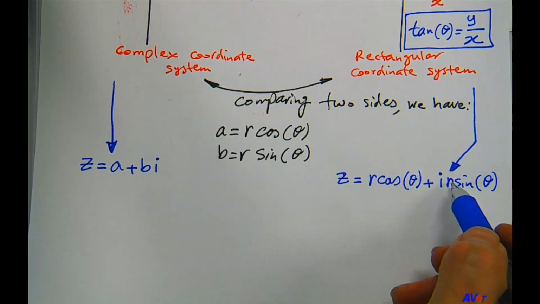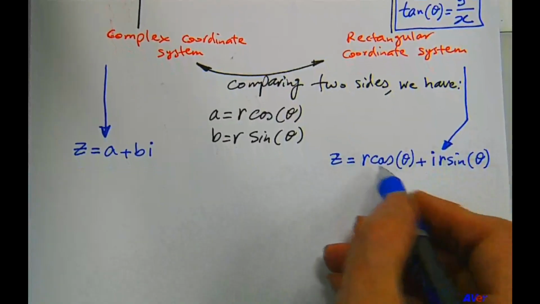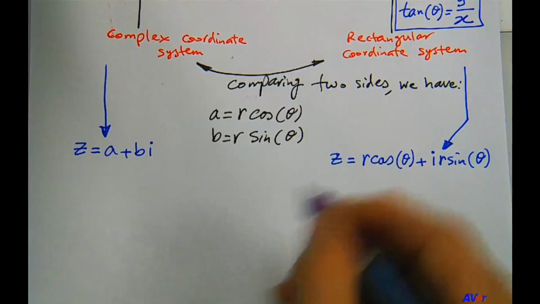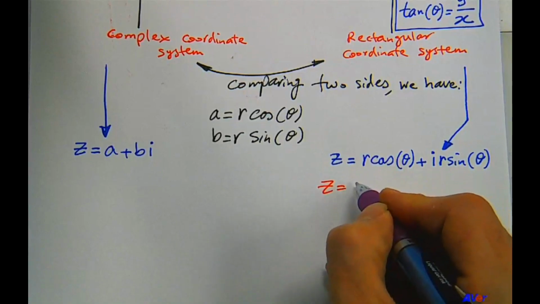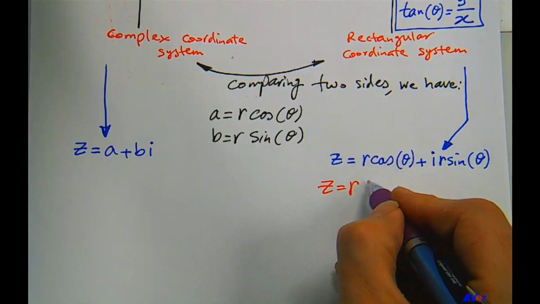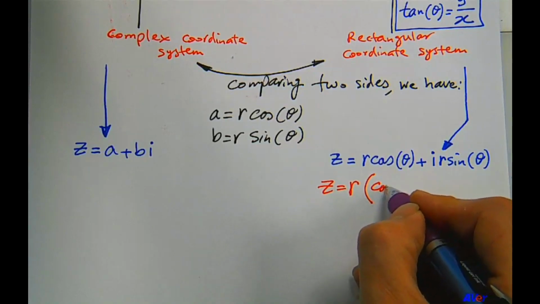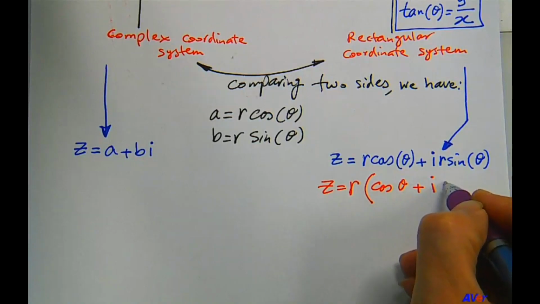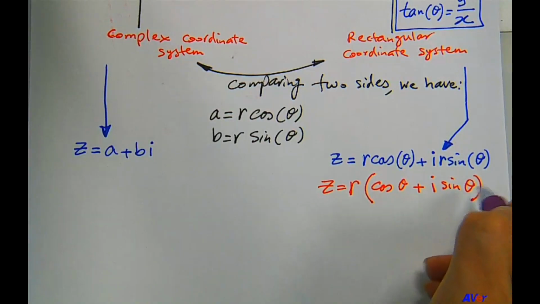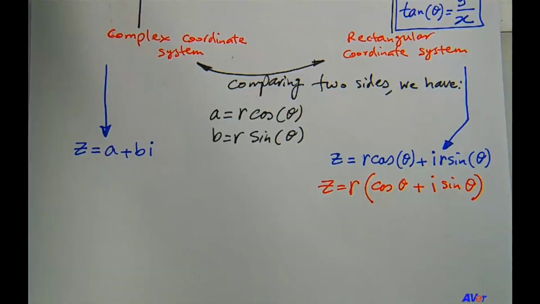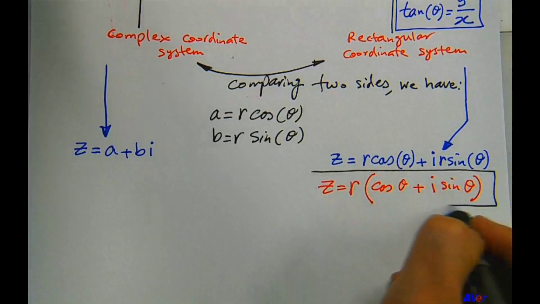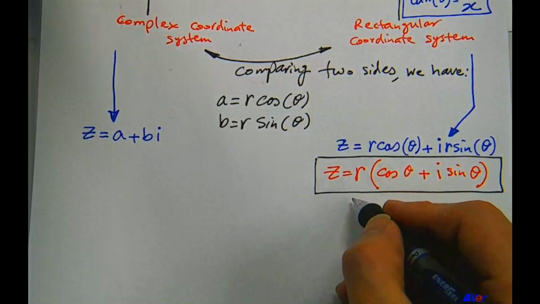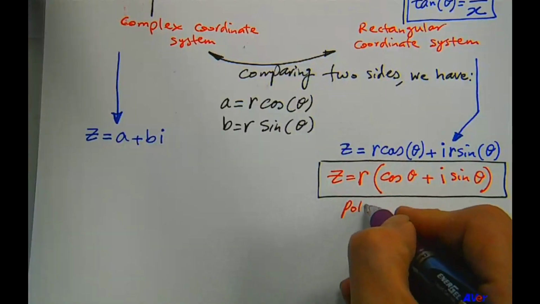Okay, but now R and R can be factored out, right? This is important, so I'm going to switch to red ink. Factor out R, what do we get? We get R times cosine of theta plus I sine of theta. And here, with this formula, you have the polar form of a complex number. So this is the polar form.